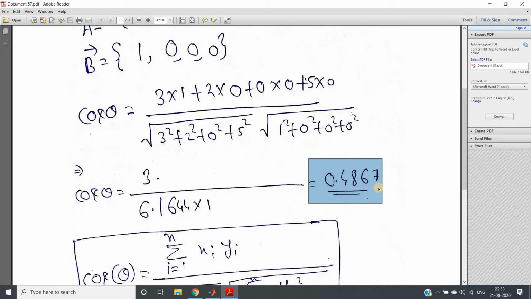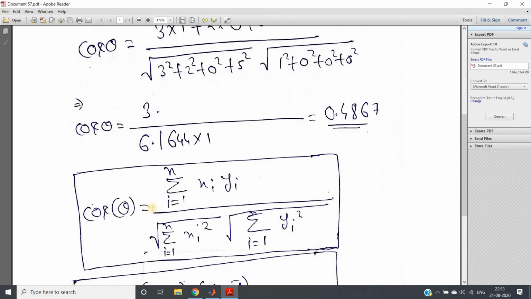So in terms of mathematical expression, we can say the cos theta expression is summation over i equal to 1 to n of xi yi, which is nothing but the dot product of x and y vector, divided by square root of summation over i equal to 1 to n of xi square, multiplied by square root of summation over i equal to 1 to n of yi square. What is the significance of this, I am going to discuss in my next video. In this video, what we have seen till now is the fundamental formula for cosine similarity. So this is called the cosine similarity formula.